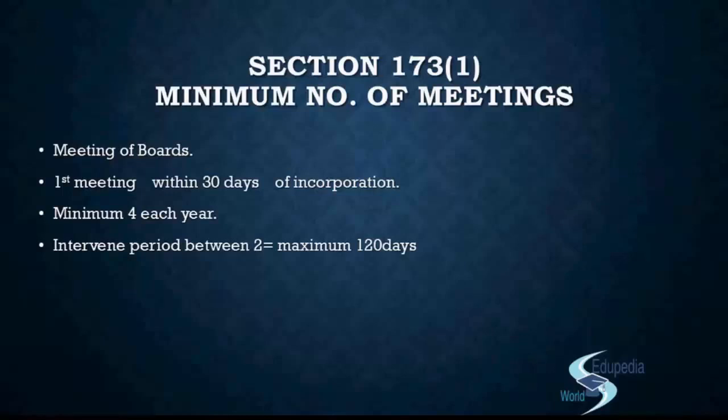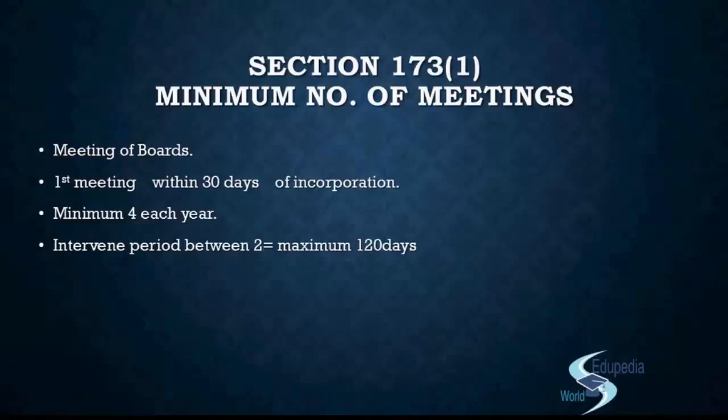But you have fulfilled the minimum requirement, so there is no obligation to conduct another board meeting in the month of November and December. But suppose you hold the 4th board meeting in the month of August, then September, October, November, December are 4 months. And you cannot give a gap of more than 4 months. So you will have to hold the 5th board meeting somewhere around November. Right? So that is how you look into this section.